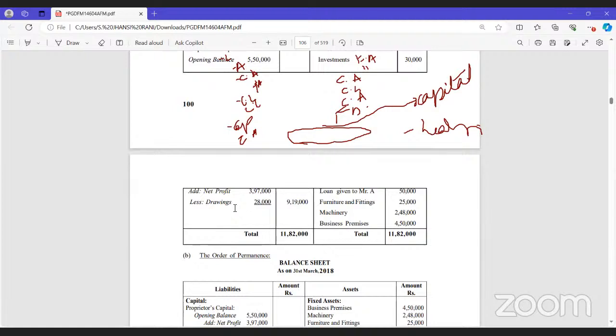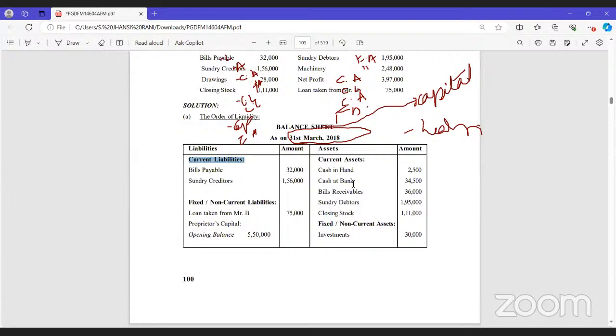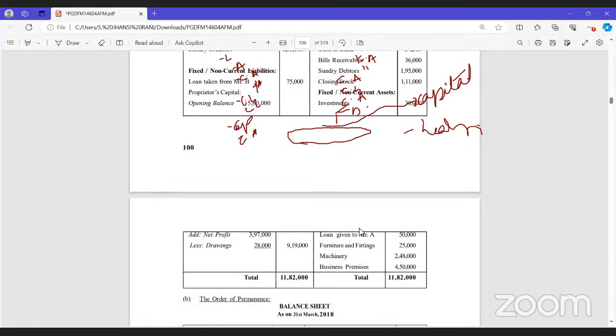Why did they deduct drawings? Because drawings means anything withdrawn by the owner for his personal use. So whenever he takes something, it means first he has given some capital to the business, and when he takes for his personal use, we will deduct it from his capital. That is the reason we deduct it from capital. And if you just look here, cash in hand, cash at bank, bills receivable, sundry debtors, closing stock are current assets, and fixed and non-current assets are investments, loan given to Mr. A, furniture and fittings, machinery, and business premises. So this is in order of liquidity.